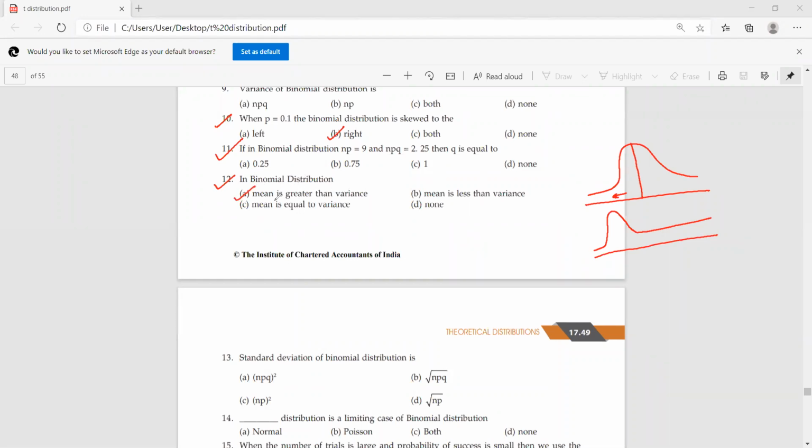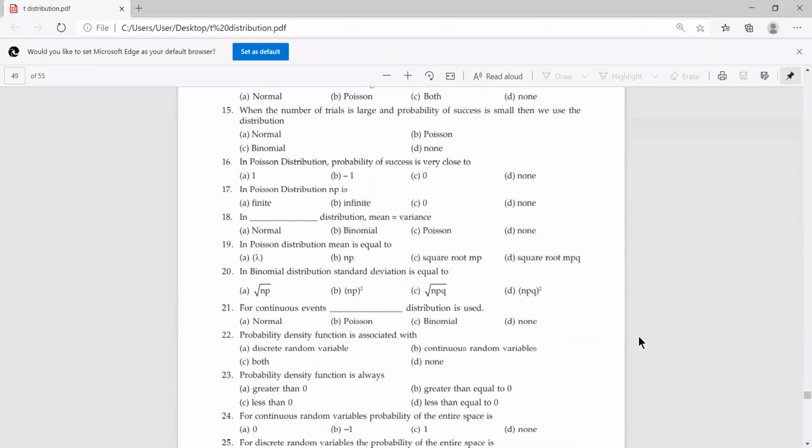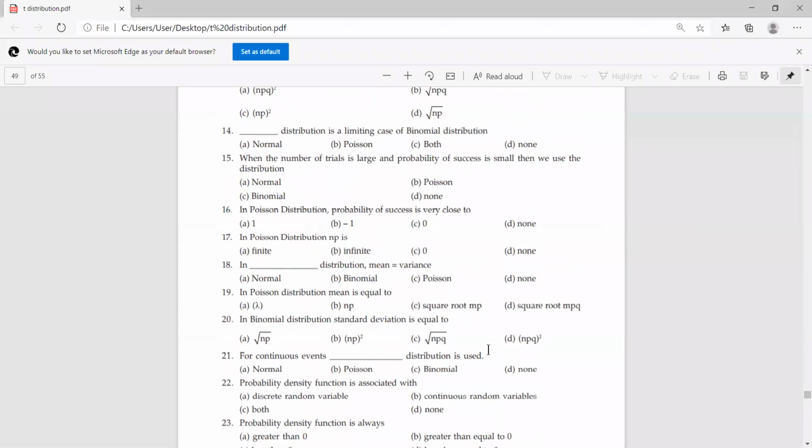13th. A standard deviation of a binomial distribution is root of NPQ. Correct. So 13 completed. Let us move ahead with the next set of questions.